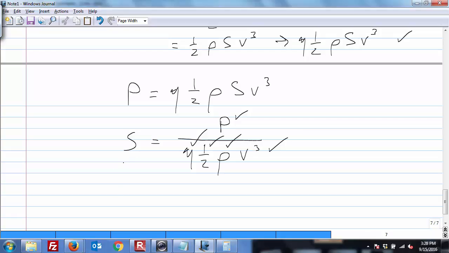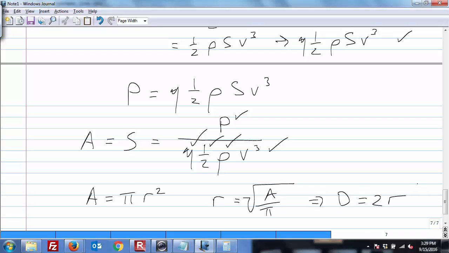Once you know S, or A, the area, you then know that the area equals pi r squared, or r equals the square root of the area over pi, and then from there you can get the diameter. The diameter just equals twice the radius. And you're done. The velocity there is in meters per second again, right?